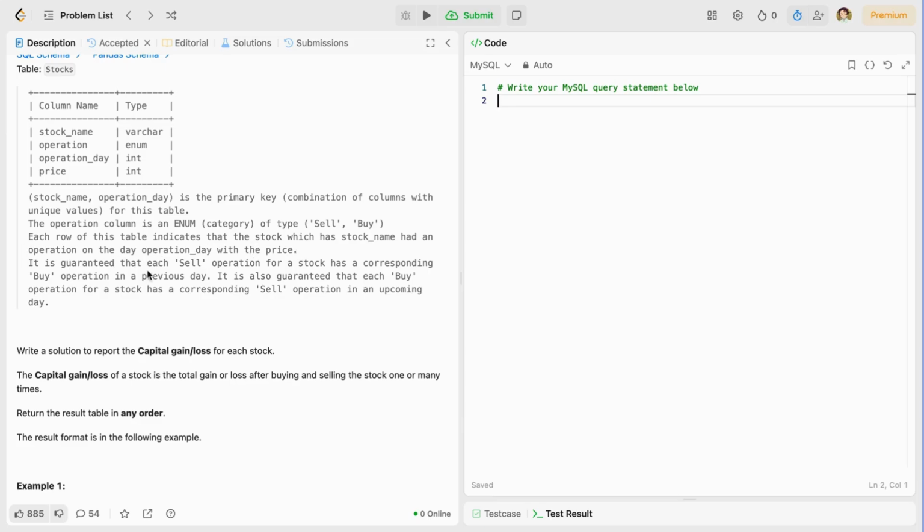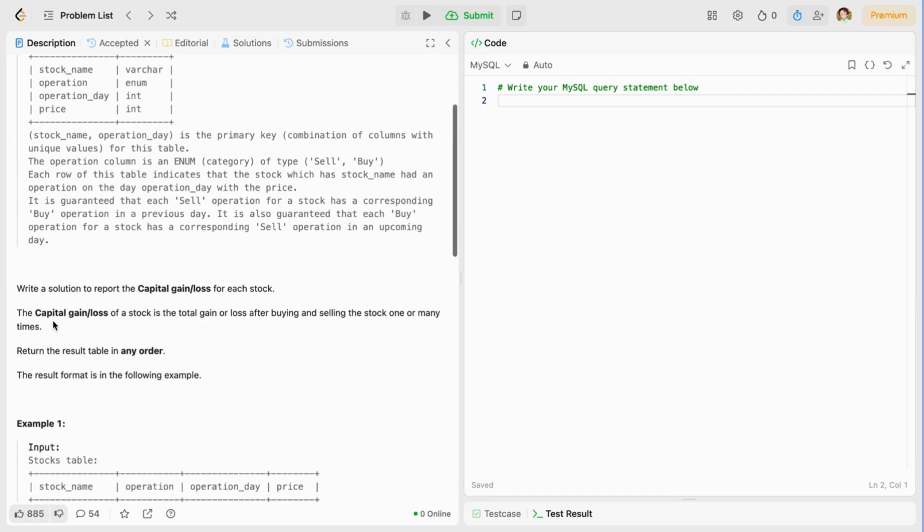It is guaranteed that each sell operation for a stock has a corresponding buy operation on a previous day. It is also guaranteed that each buy operation for a stock has a corresponding sell operation on an upcoming day. So what are they telling us? They have given these four columns in a table called Stocks, and for each stock name there is an operation which is either a buying or a selling operation, on a particular day, and for what price it was sold or bought.